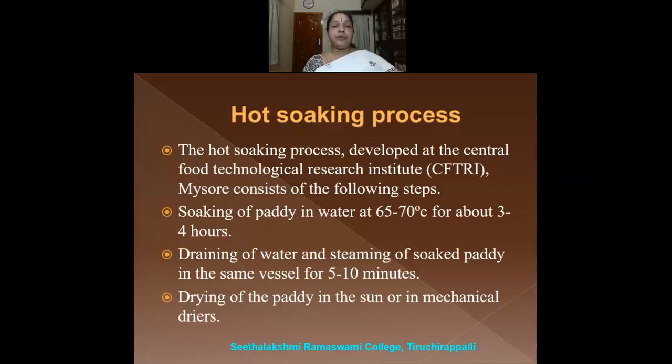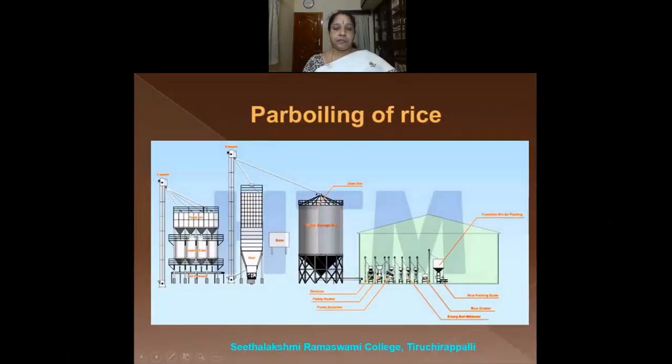These are the two processes by which parboiling can be done. One is the conventional process and the next is the hot soaking process. Parboiling is done. So the soaking, steaming, drying, etc., are all automated and it can be done automatically.